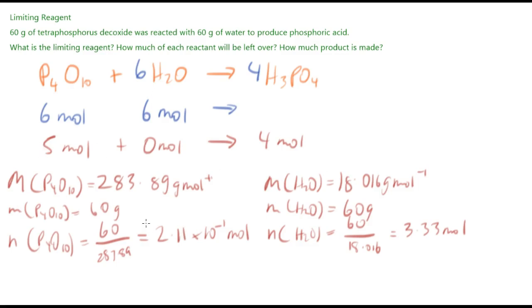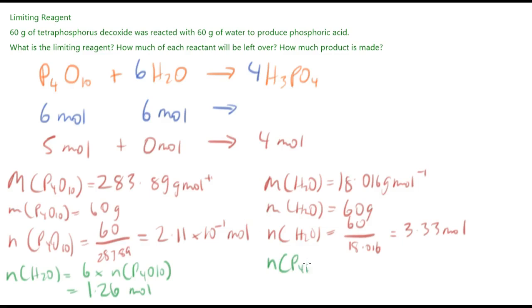So in terms of proportions, now let's analyze it in terms of proportion. Let's compare how much P4O10 we will actually use if we had just this much. So let's first compare the number of moles of water we'll actually need. We know that the number of moles of water that we'll actually need is 6 times the number of moles of our P4O10, which is around about 1.26 moles.